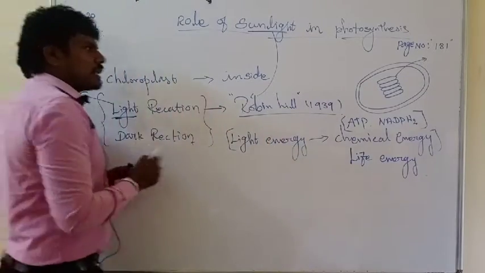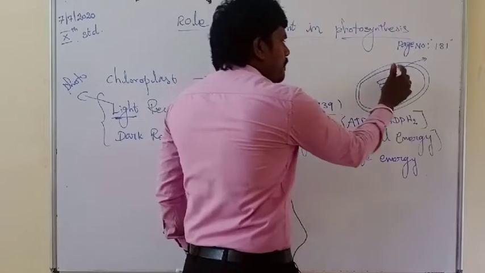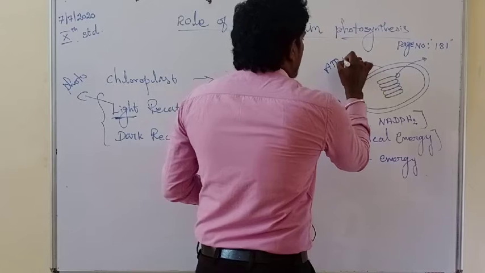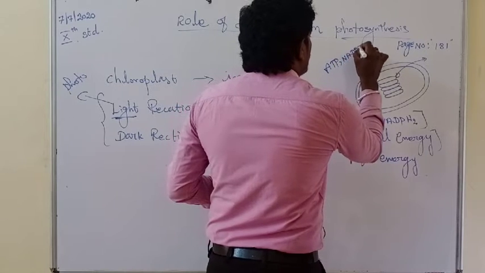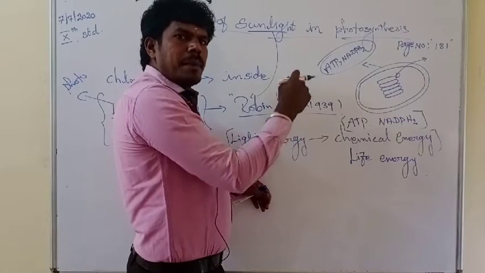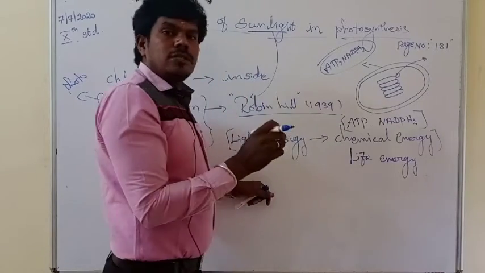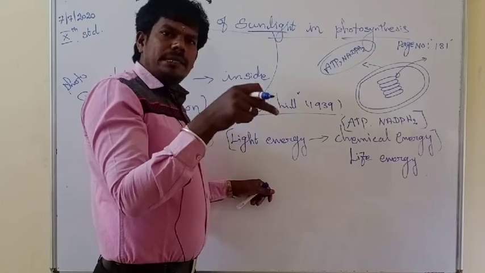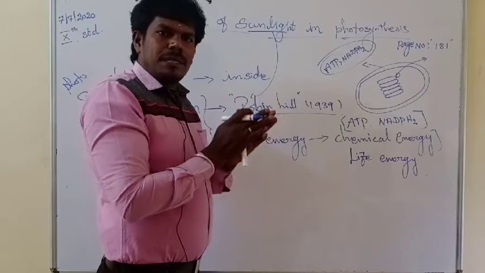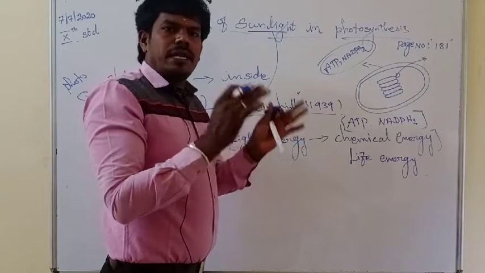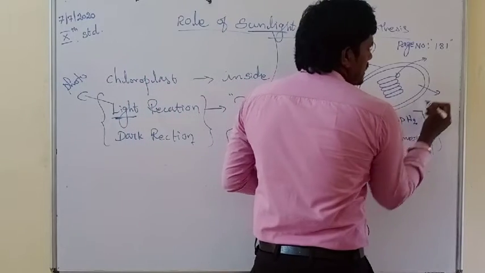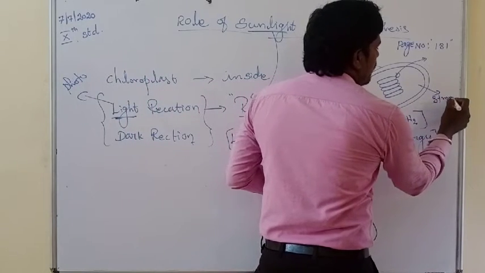This happens in the thylakoid membrane. What is the product produced here? That is ATP and NADPH2. This product now moves from the thylakoid membrane to the stroma. Where is the stroma present? The stroma is a matrix substance inside the inner membrane, in the space that is filled with the matrix substance. That matrix substance is called stroma.